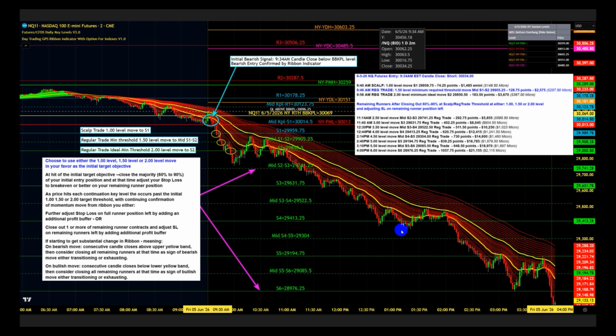In this session, as an example, bearish momentum continued to be confirmed by the ribbon indicator throughout the day, allowing the move to extend multiple key levels beyond the initial profit objective. By the close of the regular trading hours session at 4 p.m., Nasdaq futures had ultimately reached the S6 level, demonstrating how a trader utilizing a scale-out and runner approach could have remained positioned for a substantially larger move while continuing to lock in additional profits along the way.